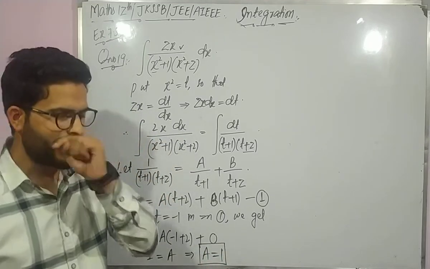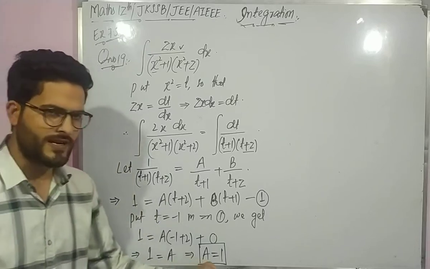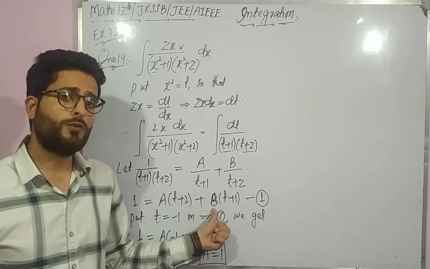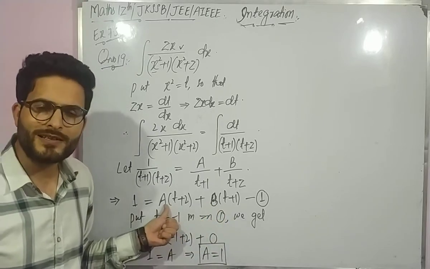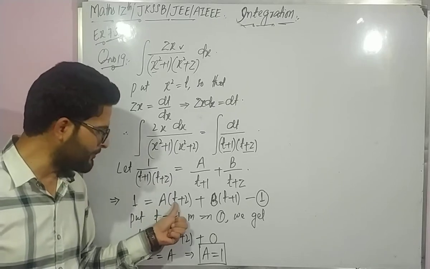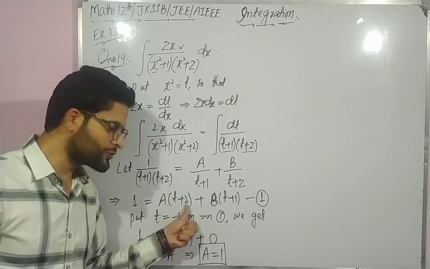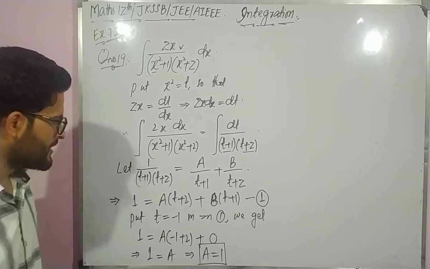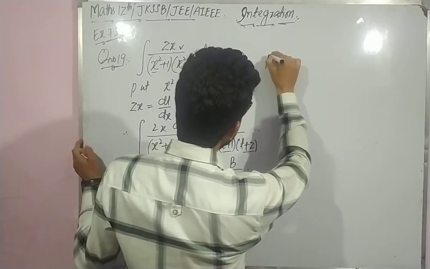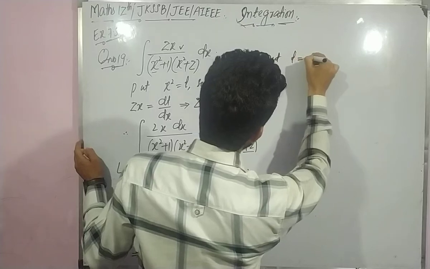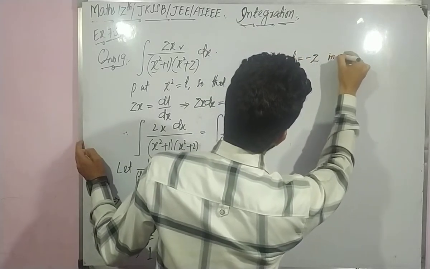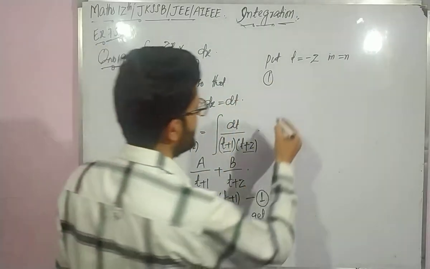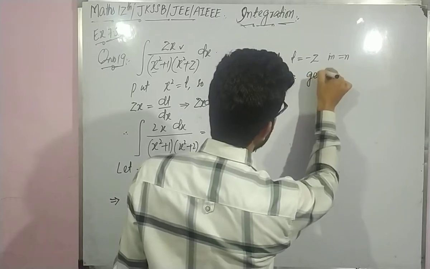Since the value of that constant a is 1, now we proceed to find the value of this constant b. Constant b can be evaluated when constant a gets eliminated, and that gets eliminated only by putting t is equal to minus 2, because minus 2 plus 2 will become 0, 0 into anything is 0, and we will obviously get the value of constant b. So put t is equal to minus 2 in equation first. Put t is equal to minus 2 in equation first, what do we get?